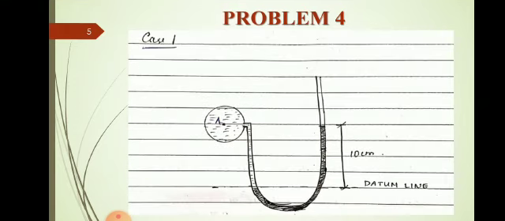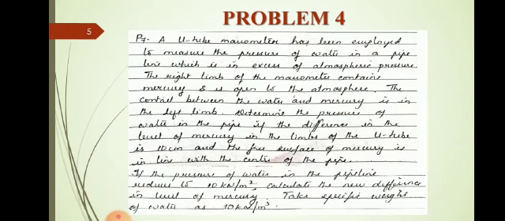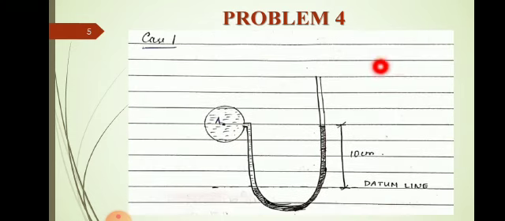So see the figure. Here you have a pipeline and a U-tube mercury manometer is connected to the pipeline in order to measure the pressure of water inside the pipeline, and the water pressure is in excess of the atmospheric pressure. Then the right limb of the manometer contains mercury and is open to the atmosphere. So this is the right limb of the manometer and it contains mercury and it is open to the atmosphere.